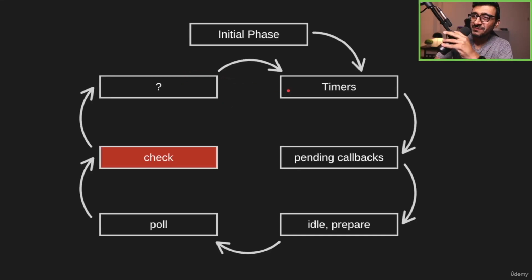Let's get started. So the check phase comes right after the poll phase, and if you understand the order, you know that if you do an I/O, in that I/O callback you can schedule something to be executed right after that in the check phase. And at the end of the lecture, I'll show some examples of how you can use this phase to produce a predictable output. I know it's a little bit vague now, but trust me, it's going to become clear.